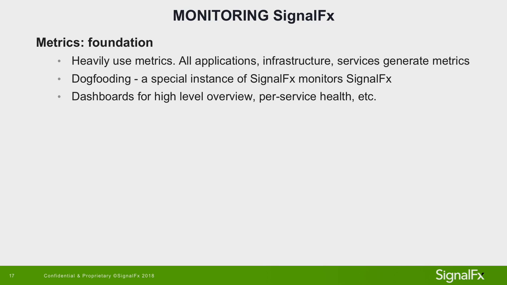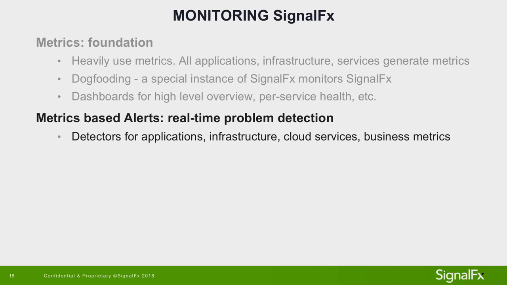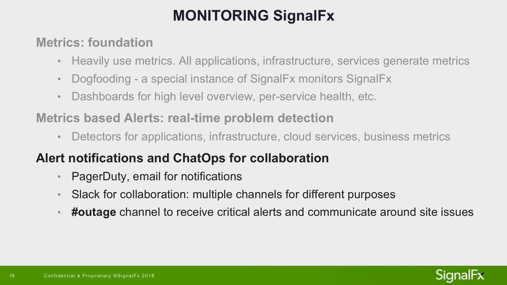We use that heavily. We collect metrics from all our applications, all of our infrastructure, clouds, cloud services. We build dashboards at various levels to view what's going on. We use metric-based alerts to tell us when something is wrong. For example, whether an application is performing well, whether a host is having a CPU issue, or even business metrics, right? For notifications, obviously, we use PagerDuty. And then for collaboration, we use chatops.